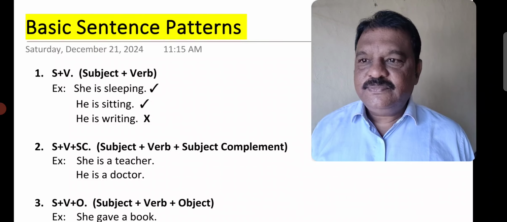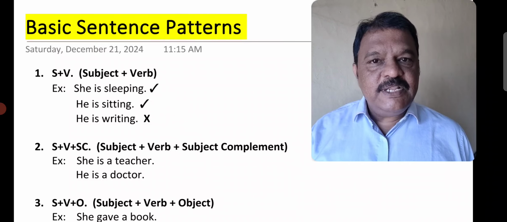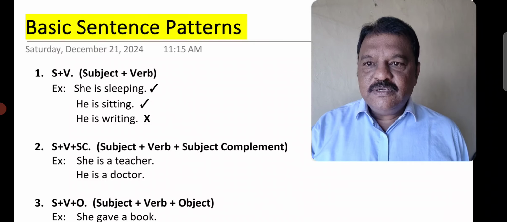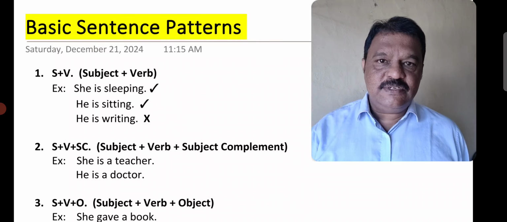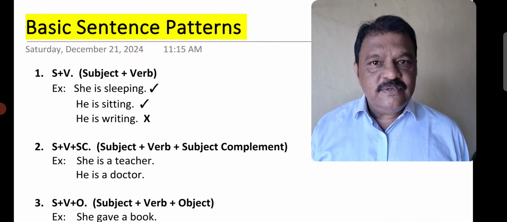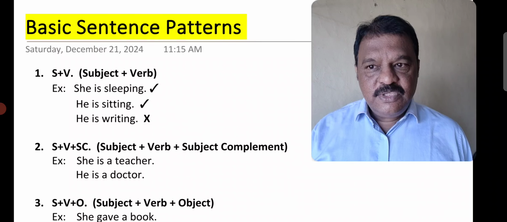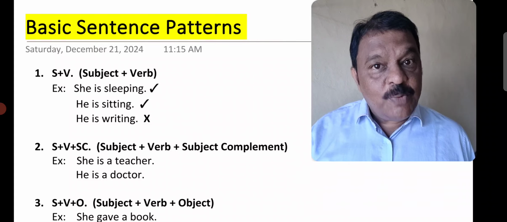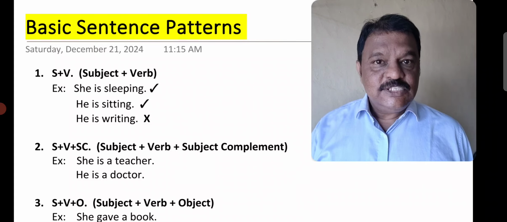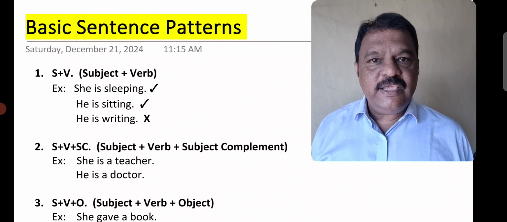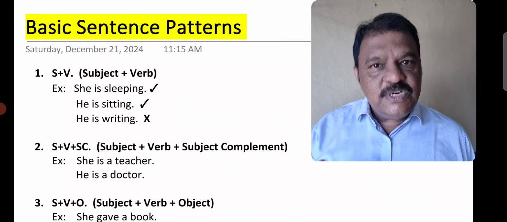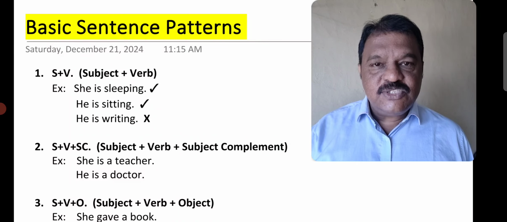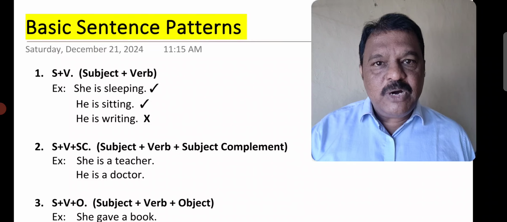Pattern number 2. S plus V plus SC. Subject plus verb plus subject complement. Friends, you know subject, you know verb. You may not know what a subject complement is, right? Subject complement means it is just a word or a phrase which adds some more information about the subject.